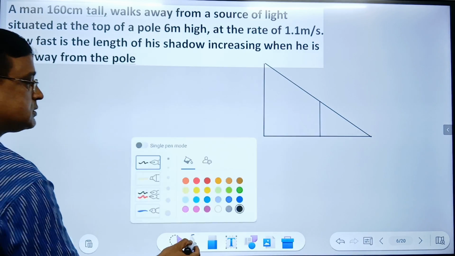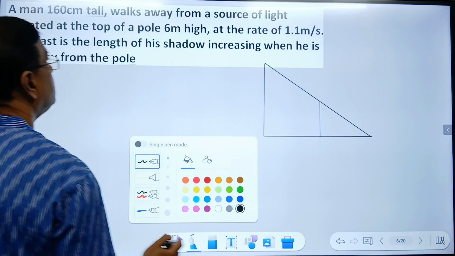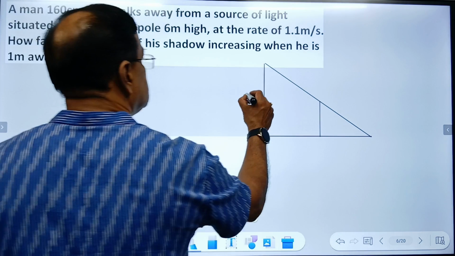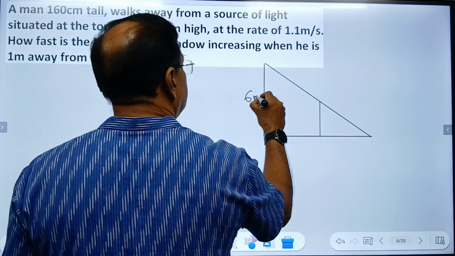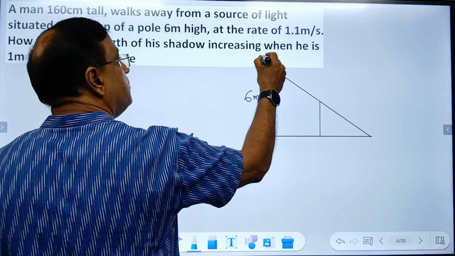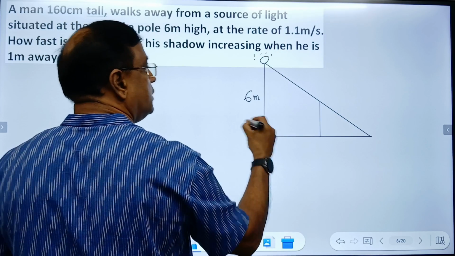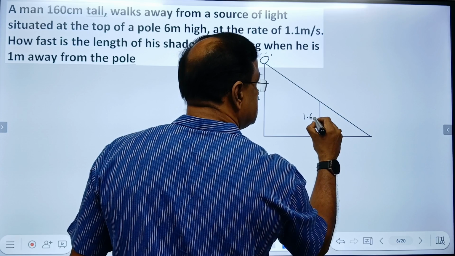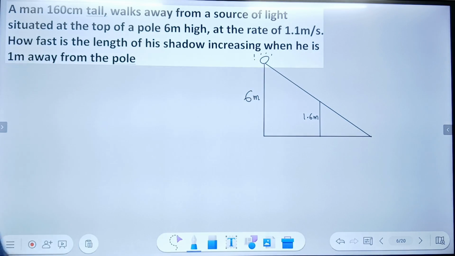Now the first thing is the lamp post. So what is the height of the lamp post? Which is 6 meters high. This is the height of the lamp post, which is 6 meters high. This is where the lamp is. Okay, so the shadow will always be on the other side. This is the man, who is 1.6 meters tall. I have to convert it to meters. The man's height is given in centimeters. I'm converting it into meters.